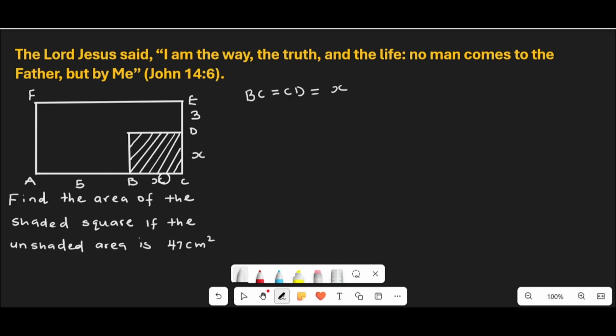So our AC is the summation of AB plus BC. AC equal to AB plus BC. That means AC equal to 5 plus x. Also, our CE equal to CD plus DE. That means CE equal to x plus 3.